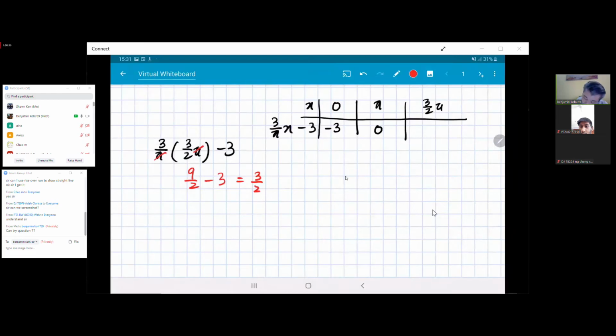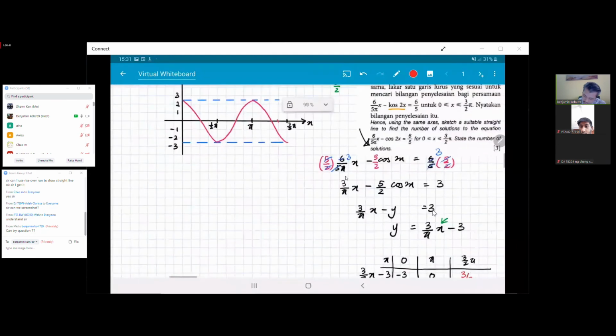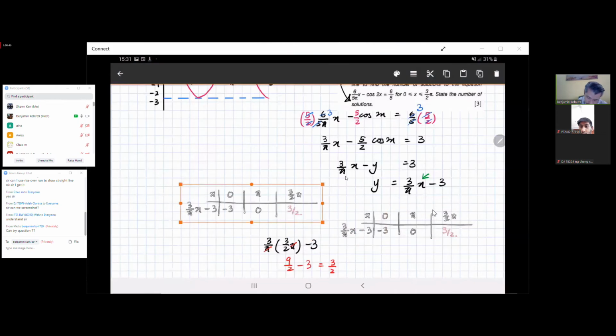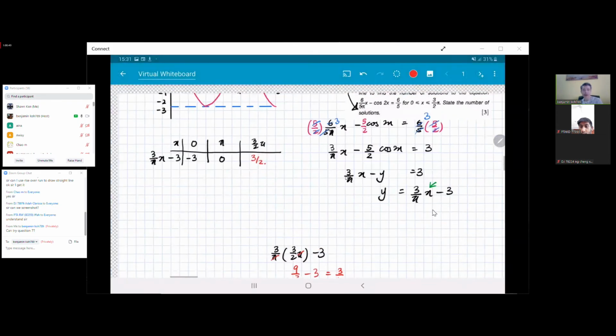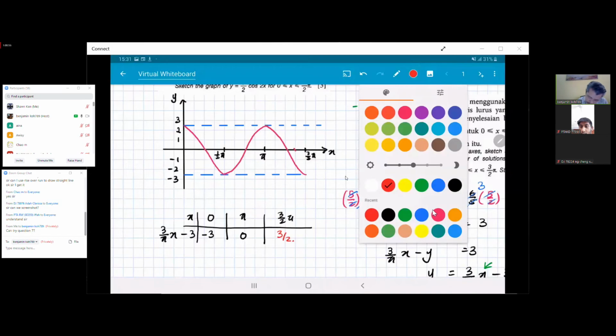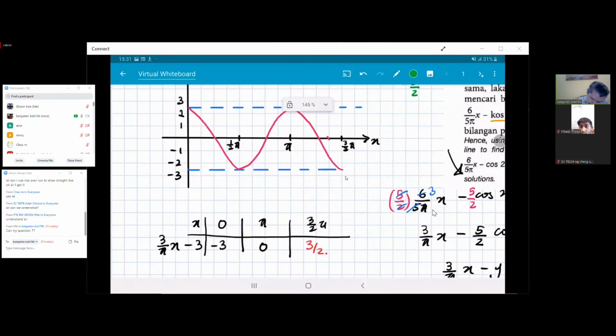Okay, so can you plot those points there? Let's tarik this one, this side, so you can see clearly. Okay. All right, so plot. That means x0, y is negative 3. So x0, y negative 3. So that means here. X pi, y0, that means here. Like I said, you don't need to plot all 3 points because you are going to draw dengan ruler. So I can draw a straight line already. So I can pull here up to here. 3 per 2 kan?